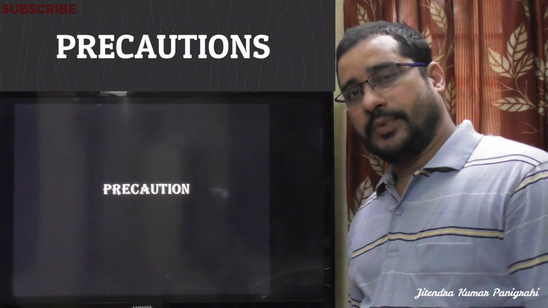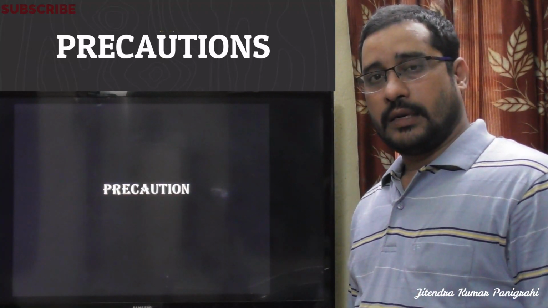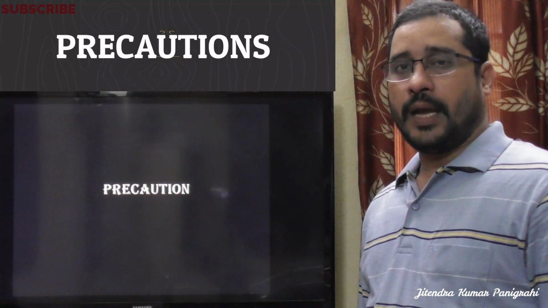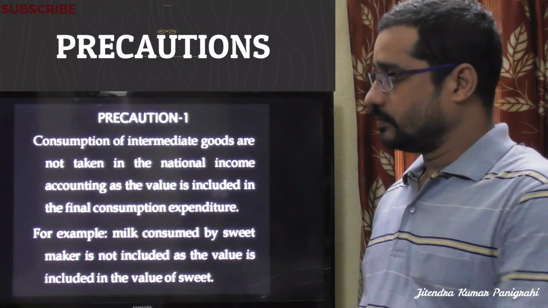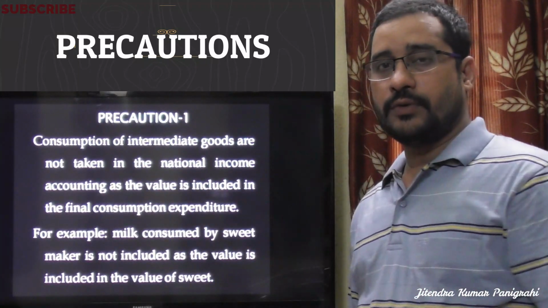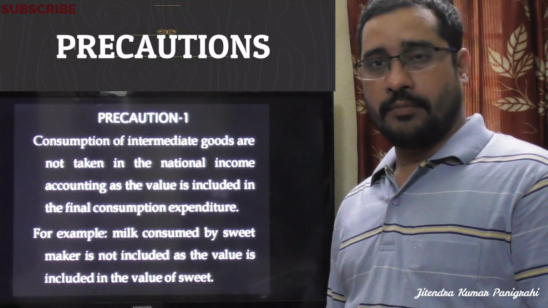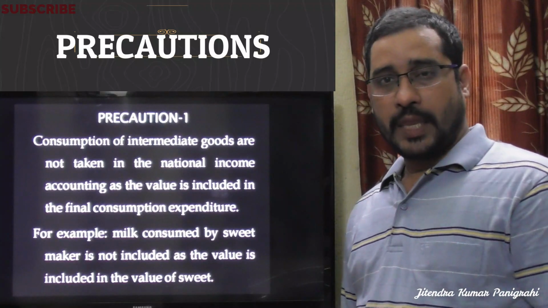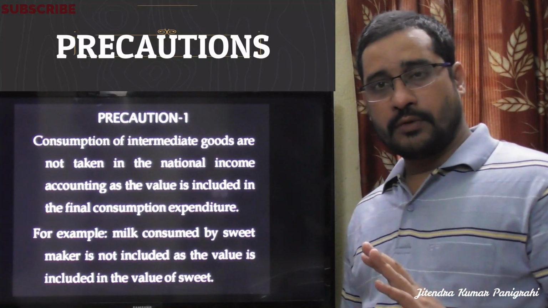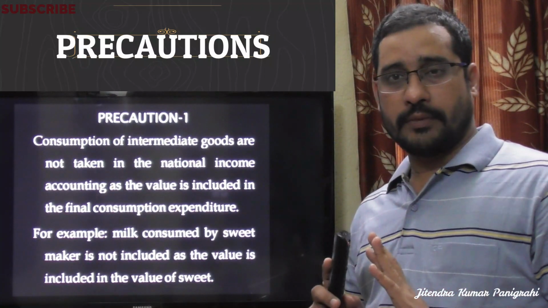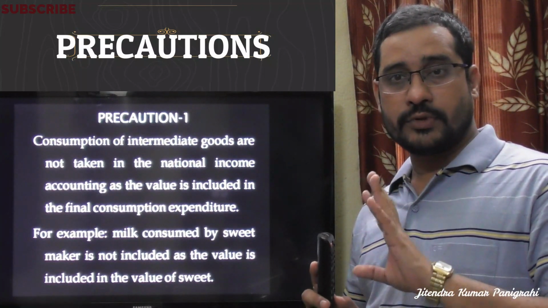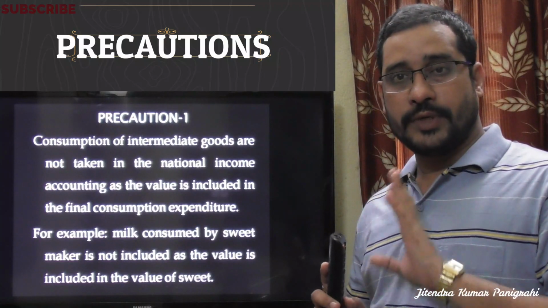Now, what are the precautions to be taken to calculate the national income by expenditure method? First precaution: consumption of intermediate goods will not be taken in the national income accounting. Why? Because the value of the intermediate goods is already included in the value of the final goods. So it is not required to take, because in order to avoid double counting, we should not take any value of the intermediate goods.